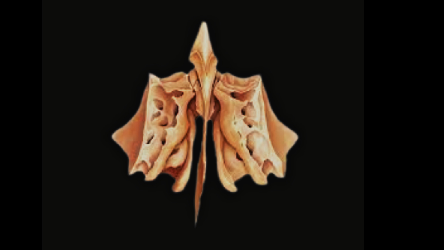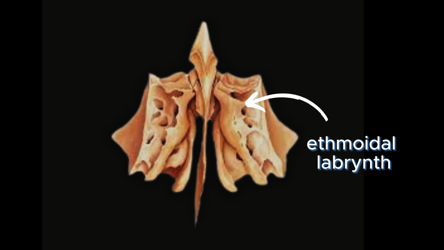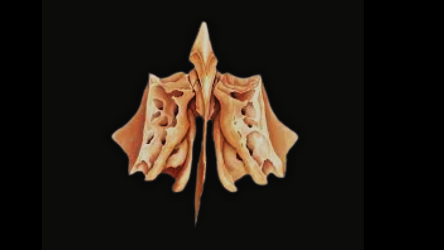Lastly, the ethmoid bone contains two ethmoidal labyrinths. These are large masses located at either side of the perpendicular plate, which contain the ethmoidal air sinuses. Two sheets of bone form each labyrinth, the orbital plate and the medial sheet. The superior nasal concha is located on the medial sheet.